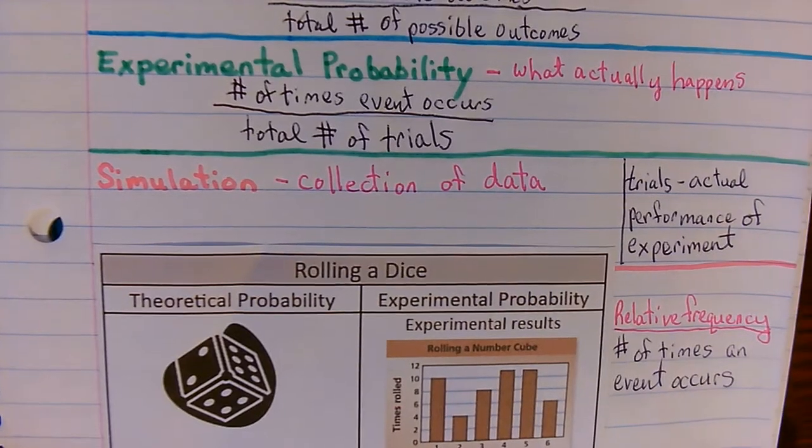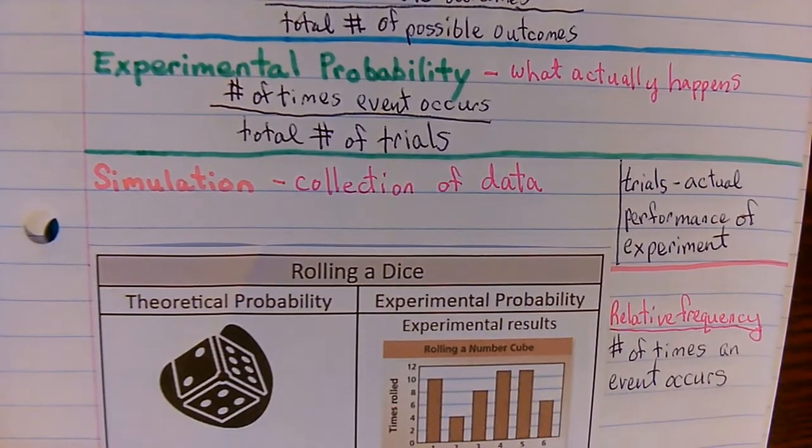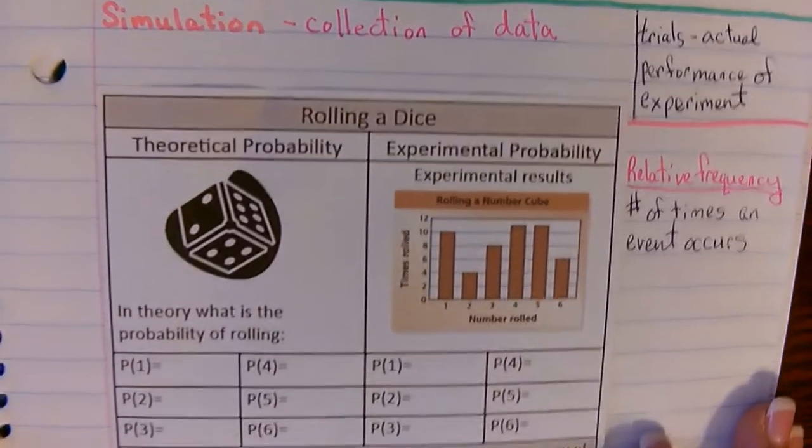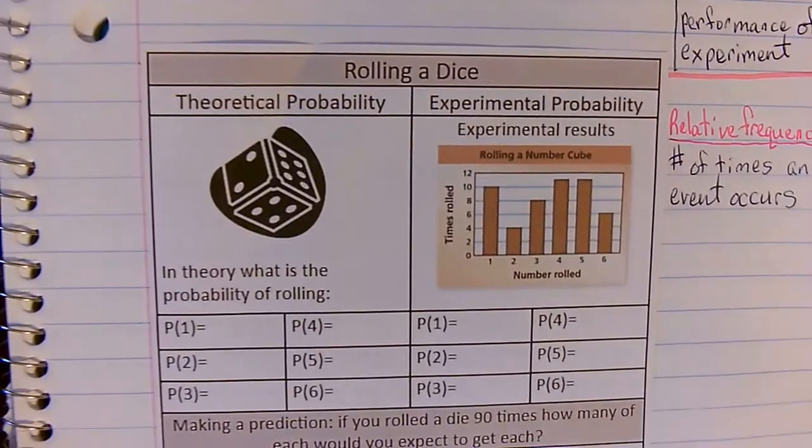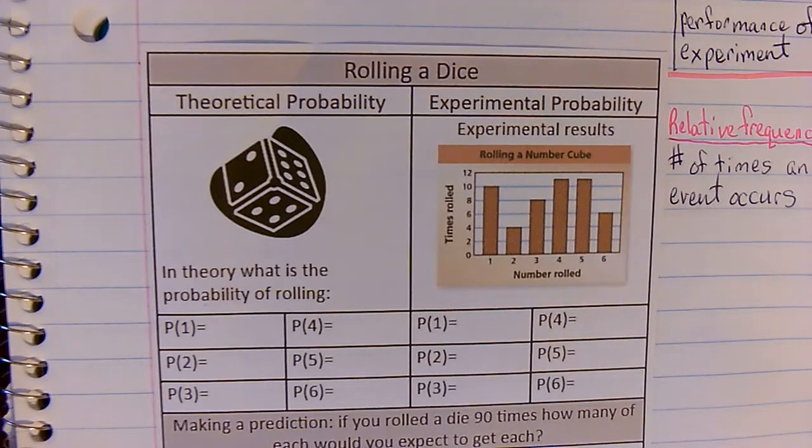Alright students, we're going to continue with our notes for theoretical and experimental probability, and we're going to look at this table right here which illustrates both. Now on the left hand side is theoretical probability. That's just in theory what is the likelihood of something occurring.